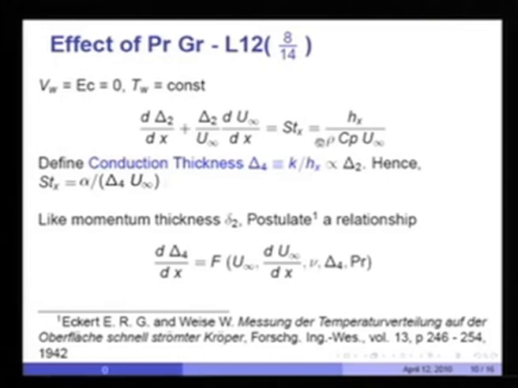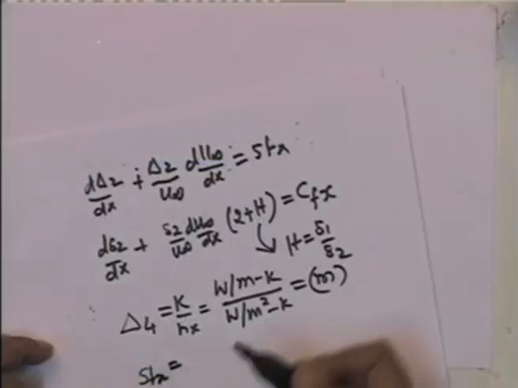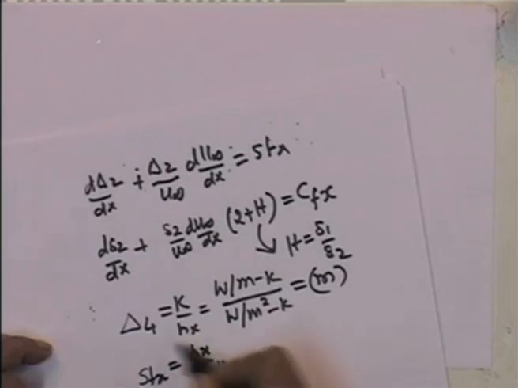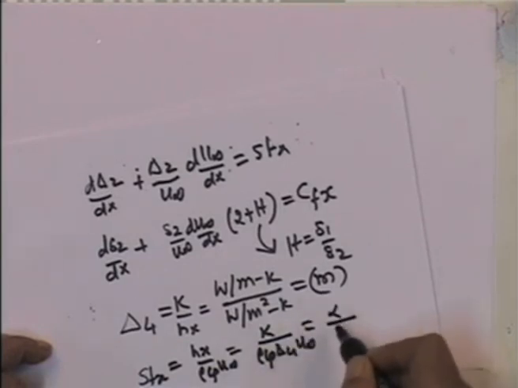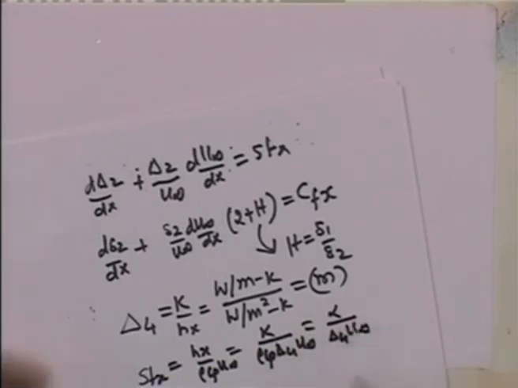Incidentally, Stanton x would readily follow. It will be simply alpha divided by rho u infinity, because you know that Stanton x is hx over rho Cp u infinity, but hx is nothing but k by delta 4 u infinity, and therefore, this is equal to thermal diffusivity over delta 4 u infinity.